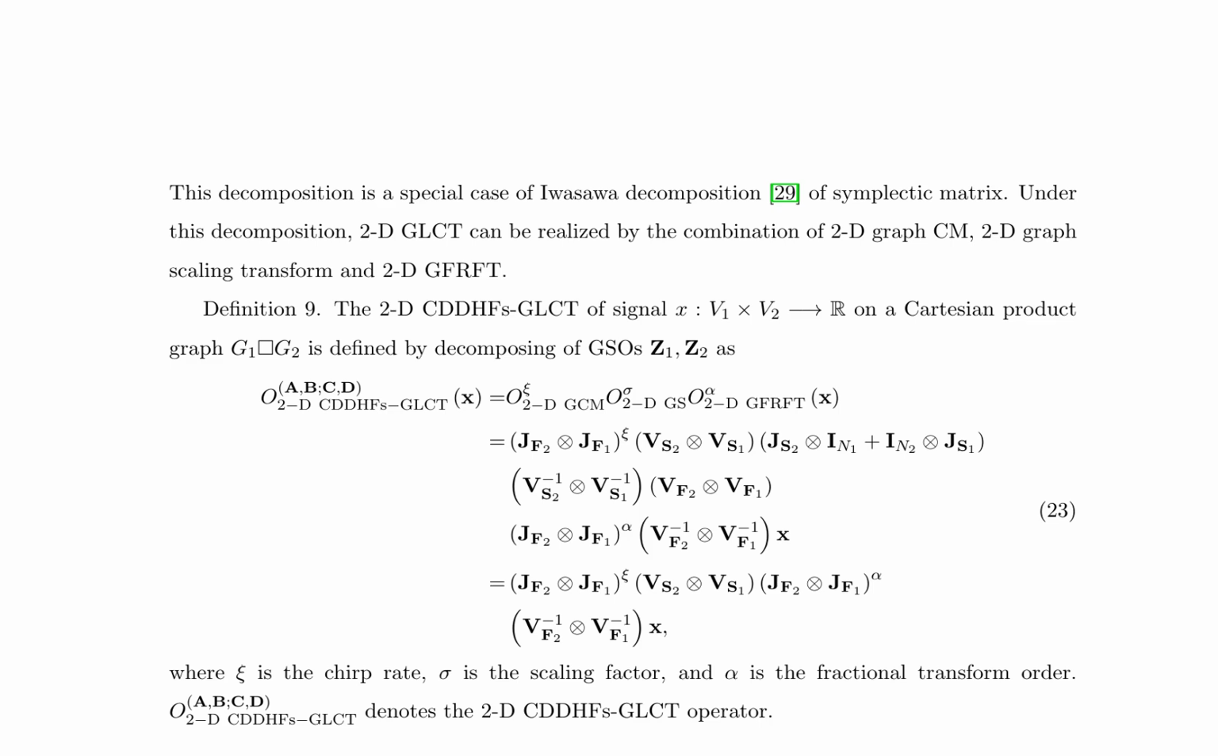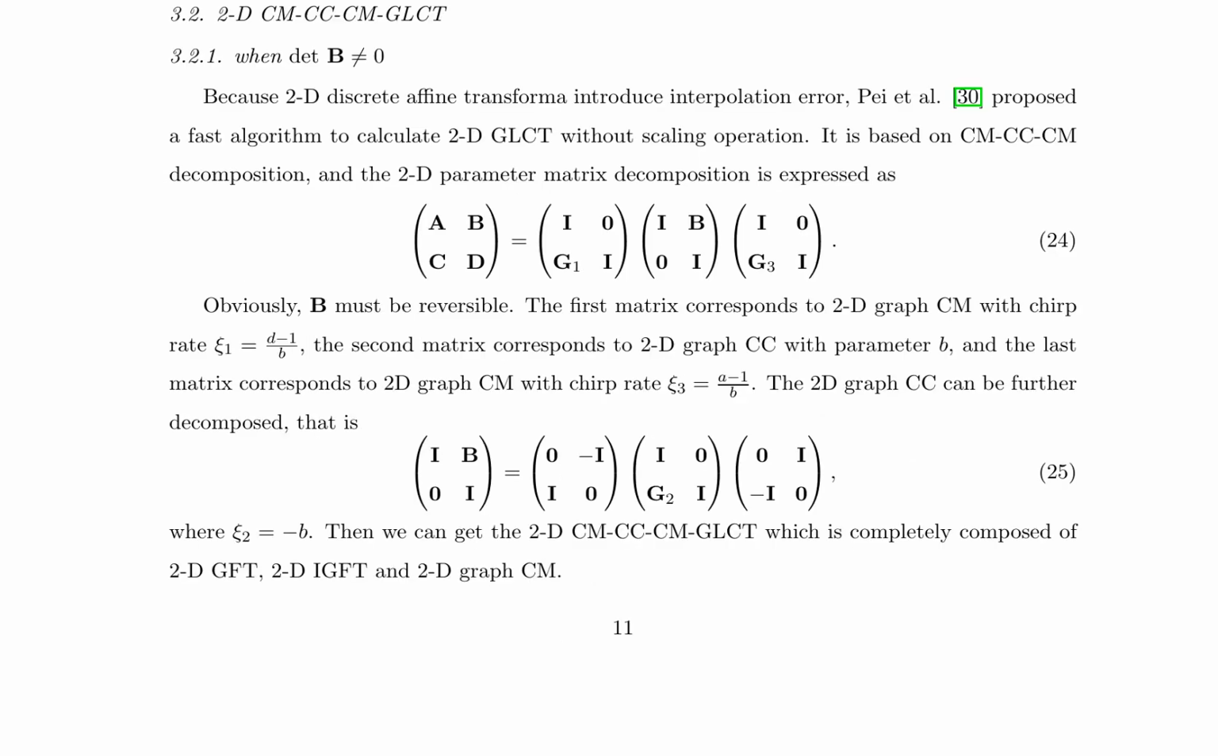The paper also introduces the 2D CM-CC-CM-GLCT, which is based on the CM-CC-CM decomposition of the 2D parameter matrix. This decomposition is expressed in equation 24, and is applicable when the determinant of the matrix B is non-zero. The CM-CC-CM decomposition enables the calculation of 2D GLCT without scaling operations, thereby reducing interpolation errors.